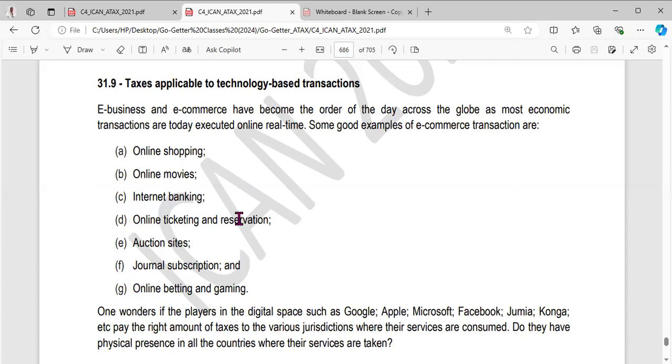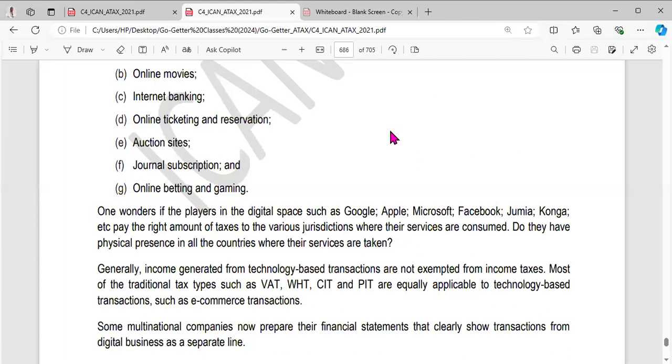One wonders if the players in the digital space such as Google, Apple, Microsoft, Facebook, Jumia, Konga, and so on, pay the right tax to the various jurisdictions where these services are consumed. Do they have physical presence in the countries where their services are taken? This is a major question.